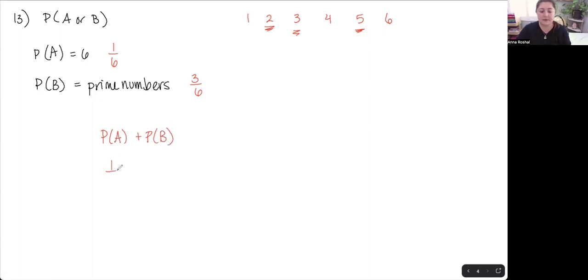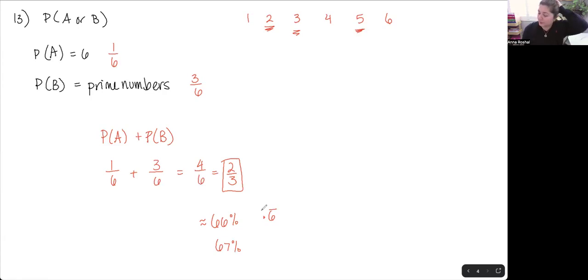So in this case, I know that the probability of A is 1 over 6. The probability of B is 3 over 6. I would add the 2, get 4/6, and then simplify to 2/3. Again, you could turn this into about 66% or about 67%, or 0.6 repeating, whatever the case is, whatever your teacher prefers. I think all of these possible answers are totally acceptable.